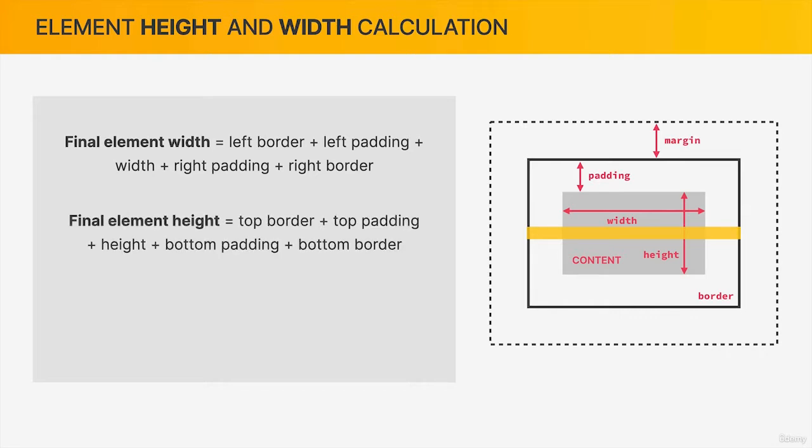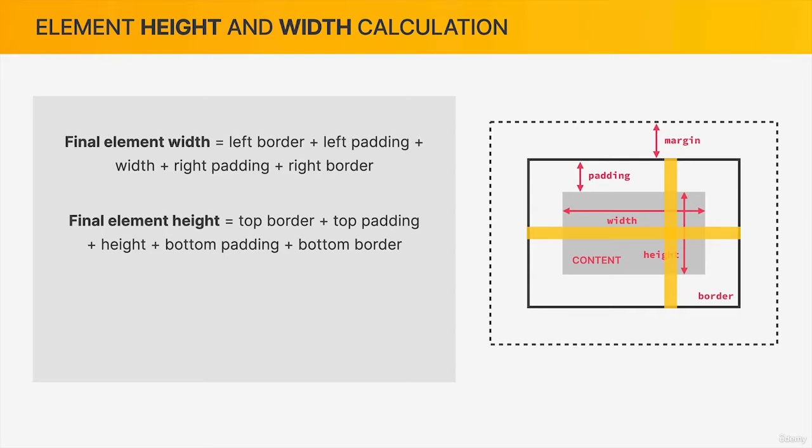So it's the top border plus the top padding plus the specified or implied height plus the bottom padding and finally the bottom border. Now, as you can see, the margin is of course not part of the width or height calculations of the elements, because again, it is just space that is around them.